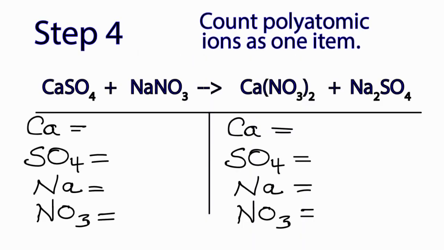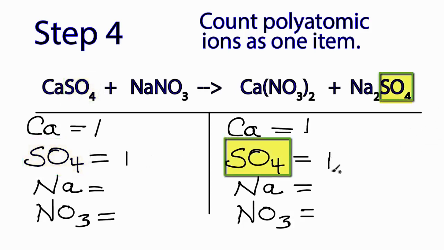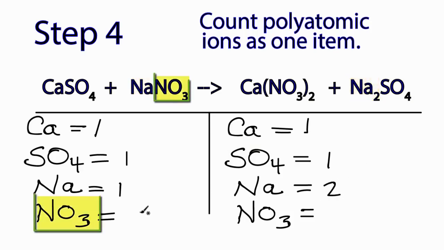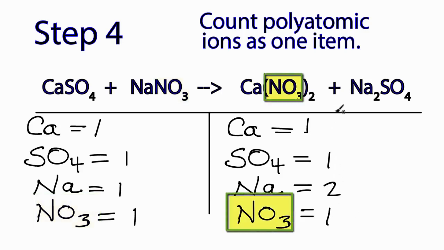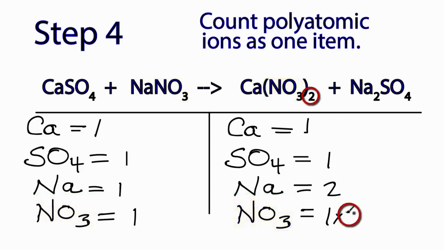So here's the equation, and I've done my accounting below. You can see I have 1 calcium here, 1 calcium over here, and then I wrote the entire SO4 as one thing. And I have 1 of those here, and over here I have 1 SO4, and 1, 2 Nas on this side, and over here 1 NO3, but that 2 on the outside means I have 2 of them. So I have 2 NO3s.